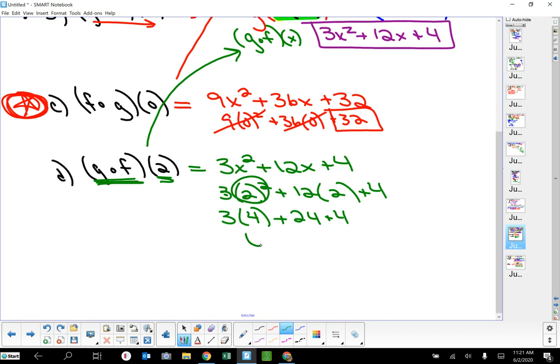I was going to make that a 6, thinking back to what I just said. So this is a 12. I'm going to add these together. It's 28. And 12 plus 28 is 40. And so that's the answer to that.